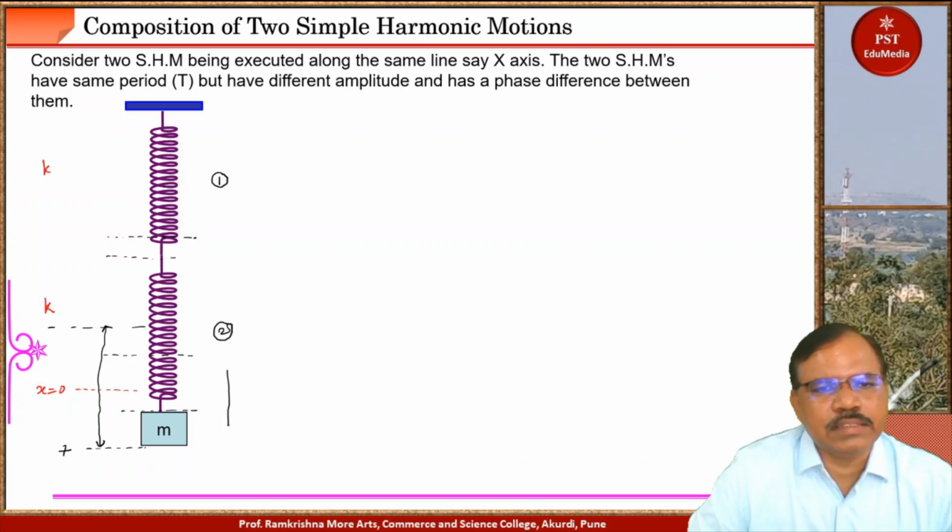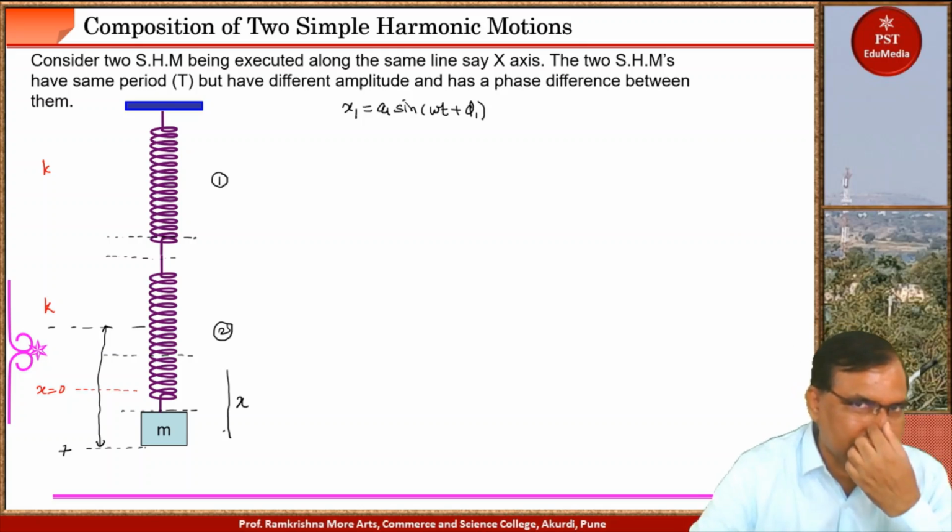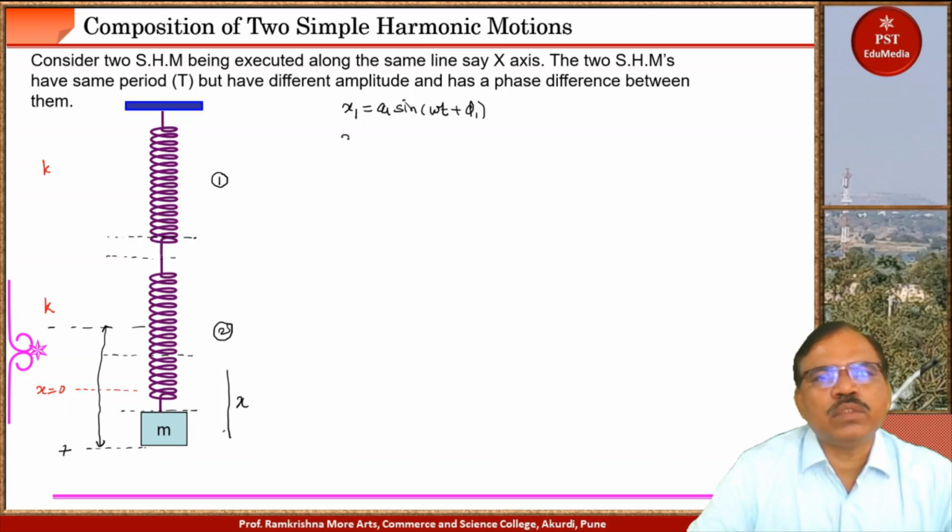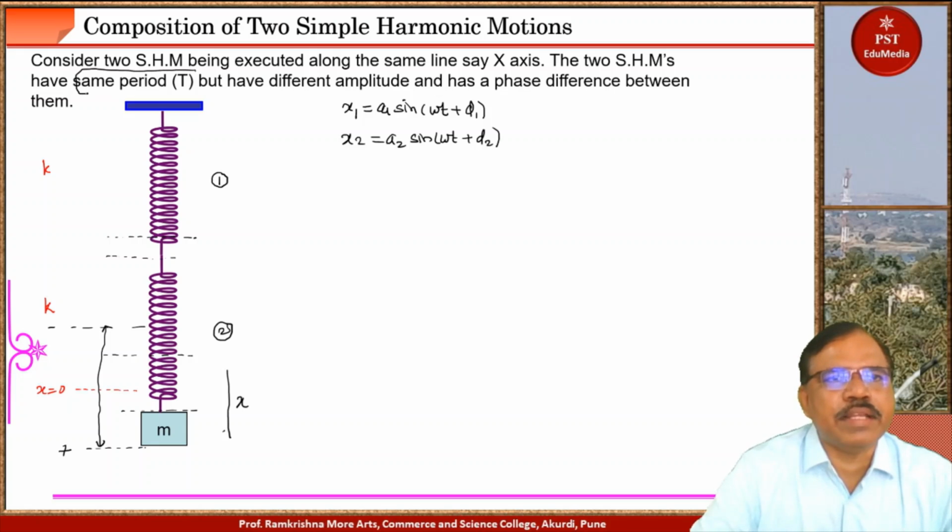That means I have taken this axis as the x-axis. So here I can write x1 is equal to a1 sine(omega t plus phi 1). This is the equation of the first SHM. x2 is a2 sine(omega t plus phi 2). Now omega is the same because we have taken the same period.